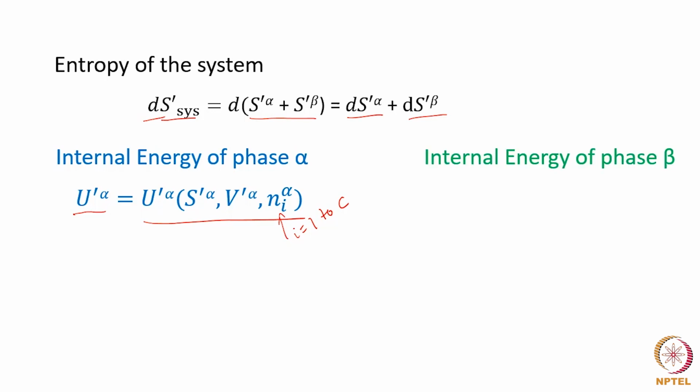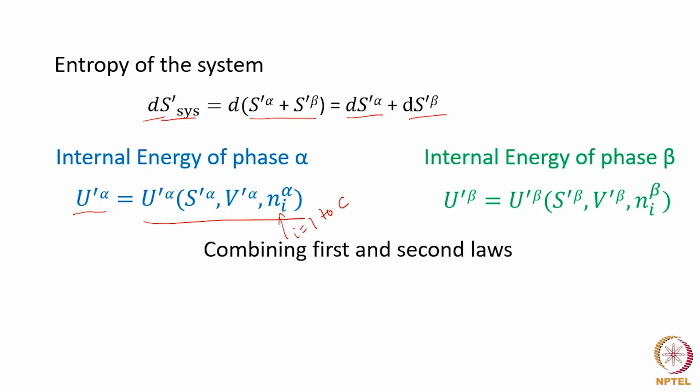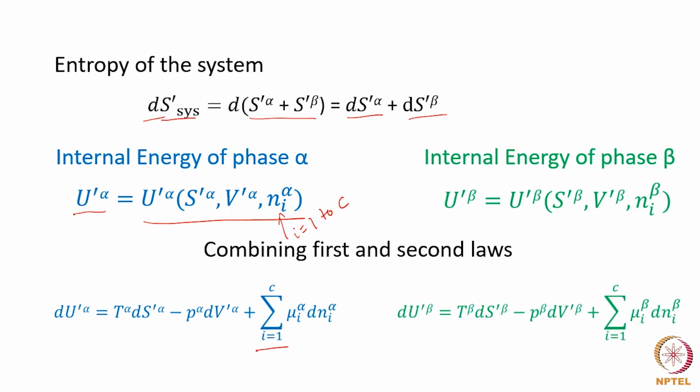We can similarly write the internal energy of the phase beta in the same manner, and we can combine the first and second laws to write the following expression for alpha: dU is equal to TdS minus PdV plus the chemical work, which is the chemical potential mu times dNi, the number of moles changed in the system. Because the total number of species is C, we have a summation over the entire number of species here. Similarly we can write the internal energy of the phase beta in the same manner.